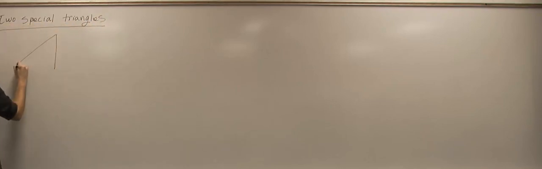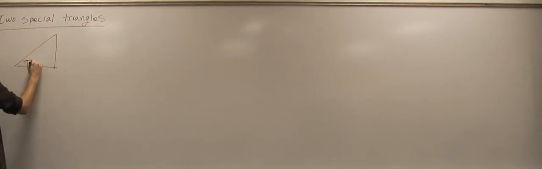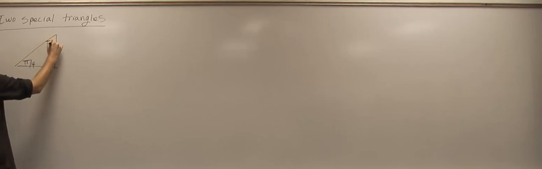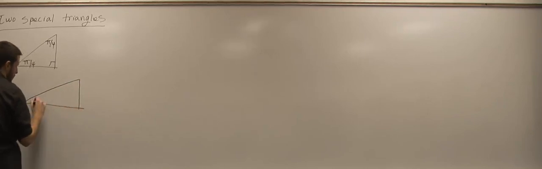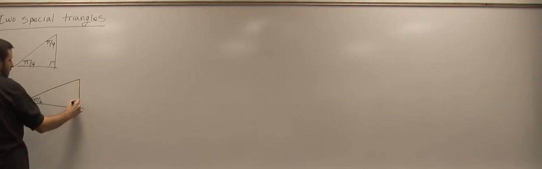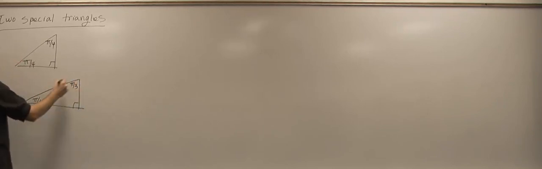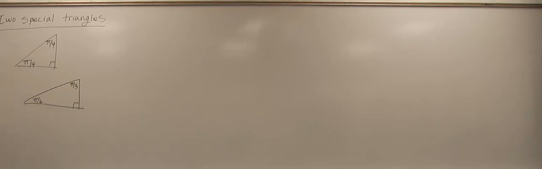Right, you have the pi over 4, which is the same thing as a 45-degree triangle, 45, 45. And then you have pi over 6, which is the same thing as 30, 60, 90. And then how do you fill these out?